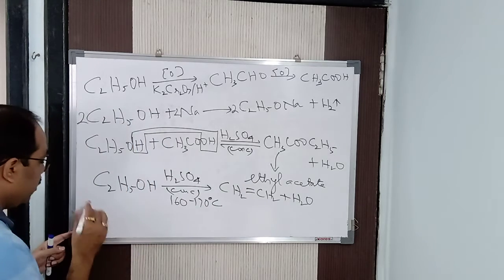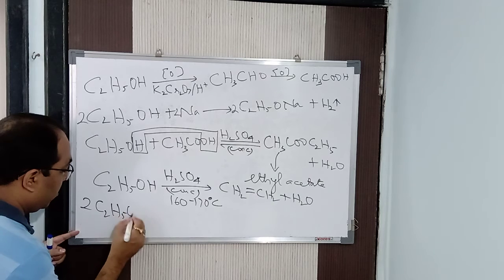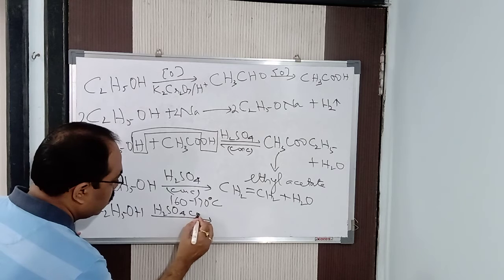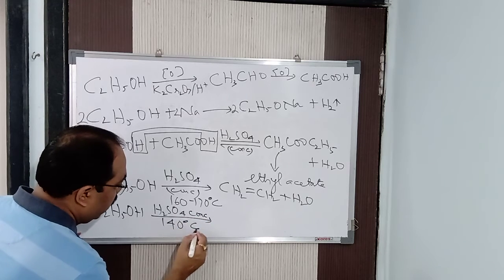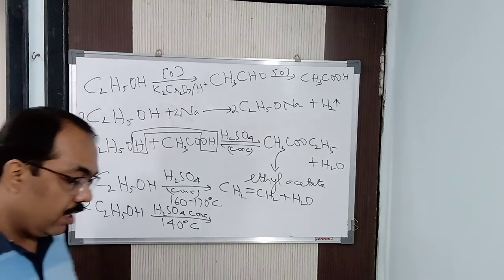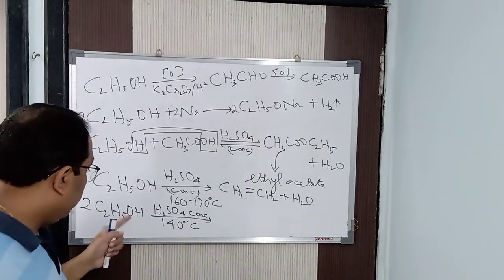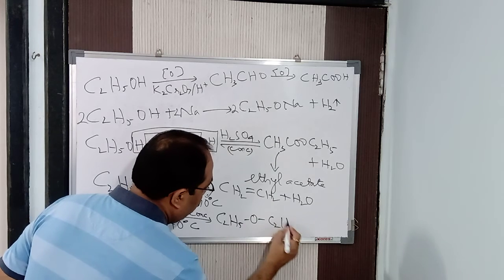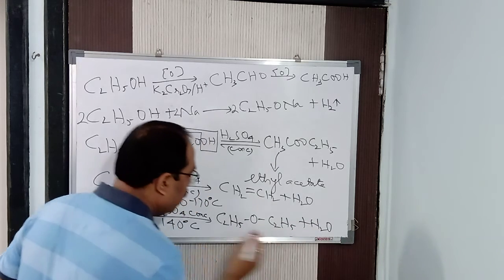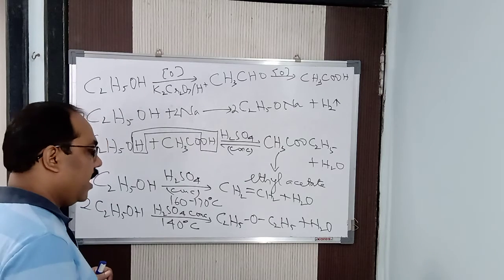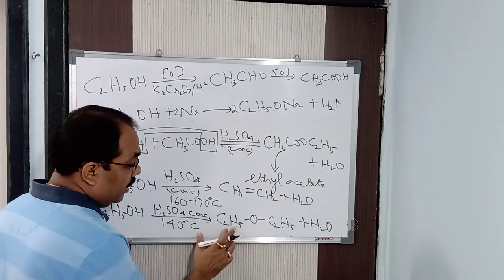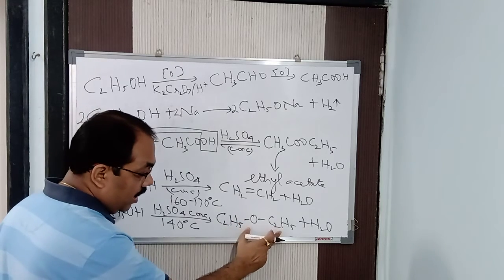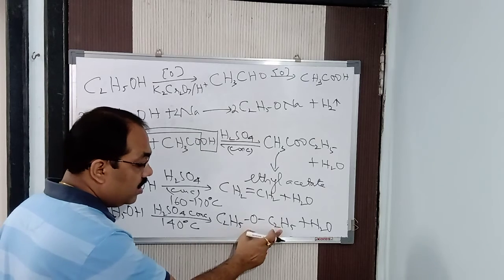Similarly, if the condition is changed, and I am saying condition is very important, take 2 molecules of alcohol with the same concentrated H2SO4, but the temperature is now 140 degrees Celsius instead of 160 to 170. Now what will I get? I will get C2H5OC2H5 plus water. This also is dehydration, but it gives you ether, diethyl ether or ethoxyethane, whereas the other gives you alkene.